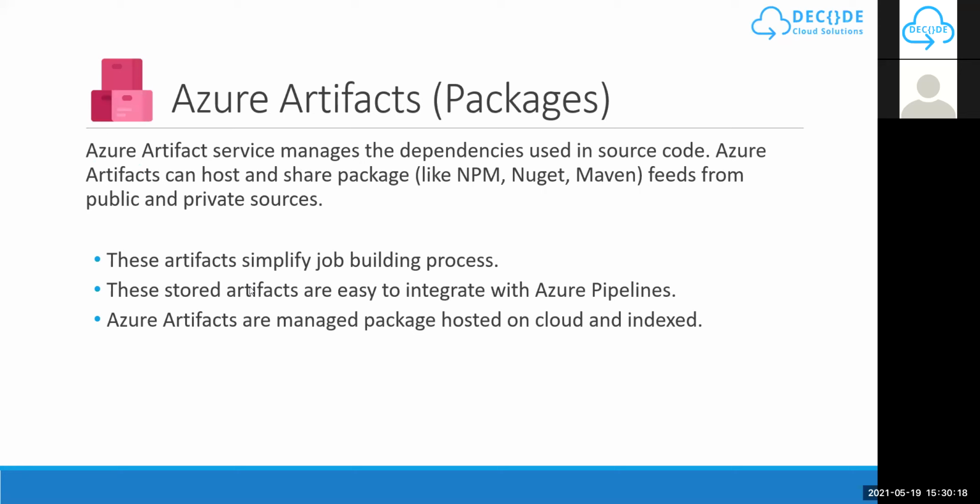Again, let's talk of Azure Artifacts quickly. The Azure Artifacts service manages the dependencies used in source code, as I mentioned previously, and Azure Artifacts can host and share packages like your npm packages, NuGet, Maven, and so on. So these feeds are from public and private sources. Again, these artifacts simplify the job building process.